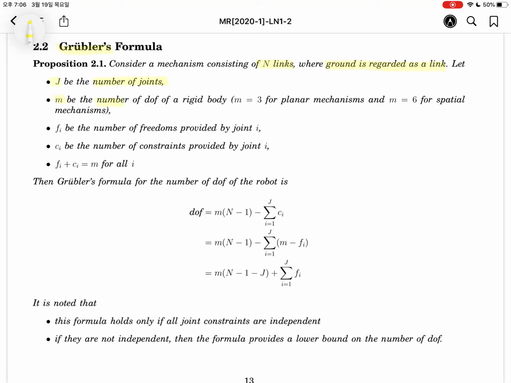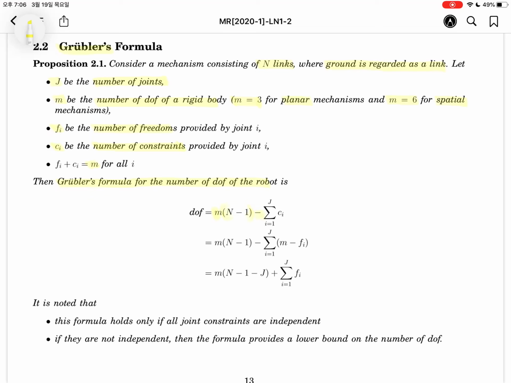Let J be the number of joints. m is the number of degrees of freedom of a rigid body. It means m can be 3 for planar mechanisms and m can be 6 for spatial mechanisms. Fi is the number of freedoms provided by joint i, and Ci is the number of constraints. It means the number of freedoms plus the number of constraints will be m, in some cases 3, in some cases 6. Then the Grubler formula for the number of degrees of freedom of the robot is obtained.